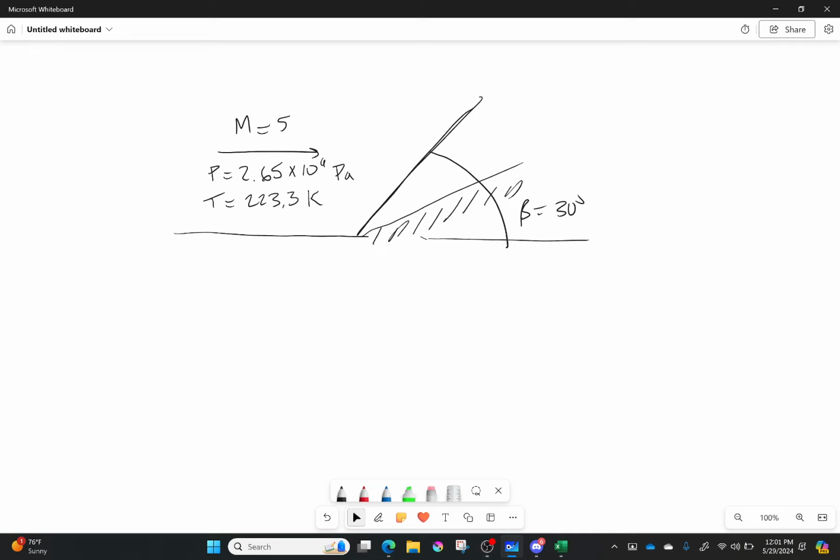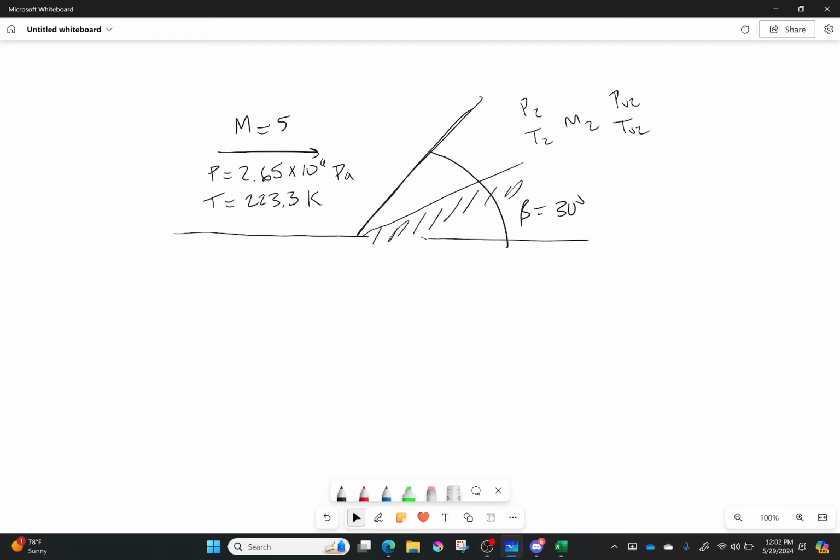Fun! So what do we want to know? Pretty much everything after the shock. Okay, so I want to know P2, T2. I want to know M2. I want to know total pressure and total temperature, so P02 and T02. A lot of stuff. How are we going to do this? Same way we always do it. We go to the tables. Seriously, we're going to go to the tables a whole lot for this.